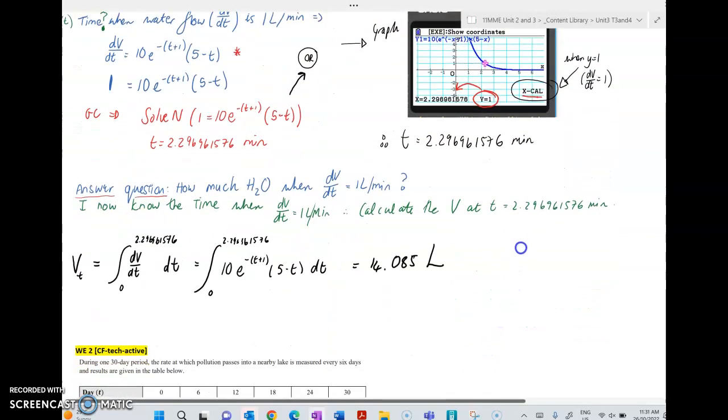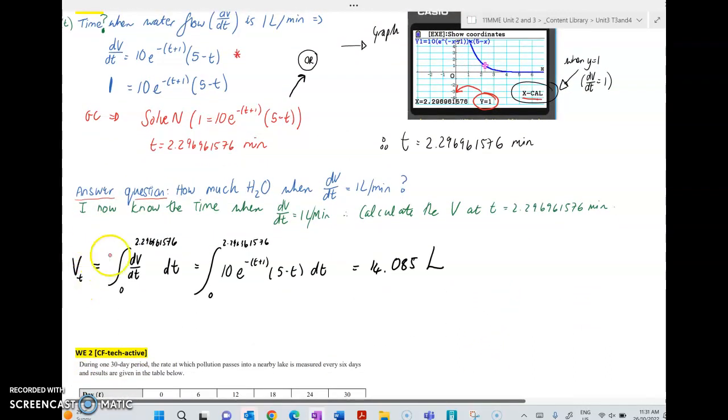You've got to integrate it. So to find the total volume of water, you've got to integrate that dV on dt. And now you are going to use your time values. You're going to say the lower bound is 0, so I start at 0 minutes. And I'll want the volume when the rate of flow is 2.2969. And this is called the total change theorem.